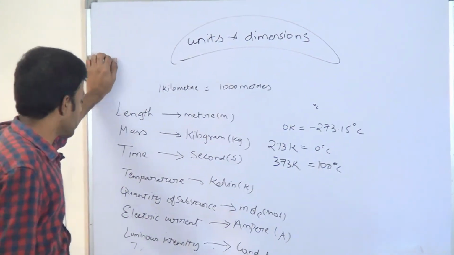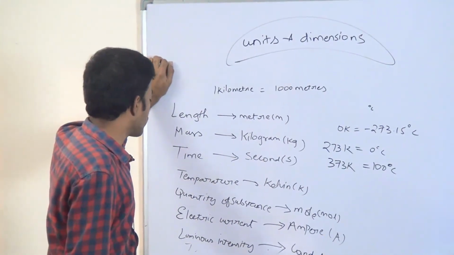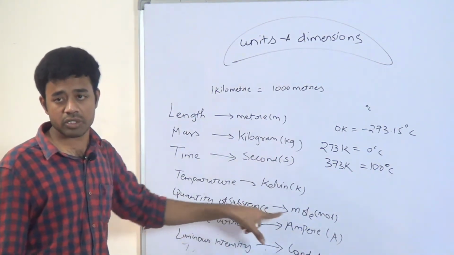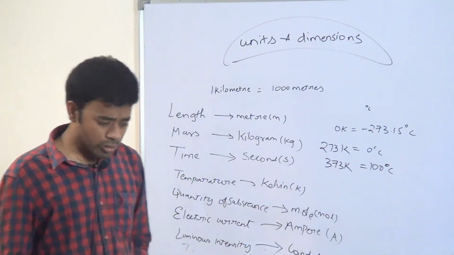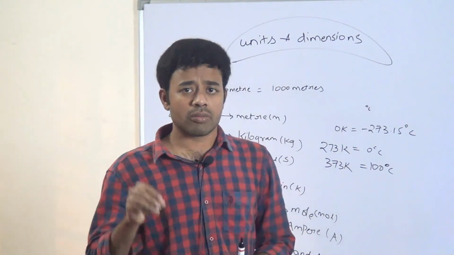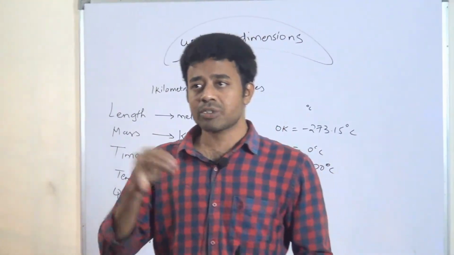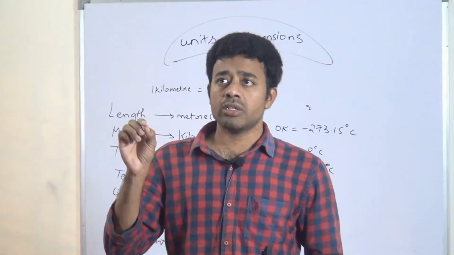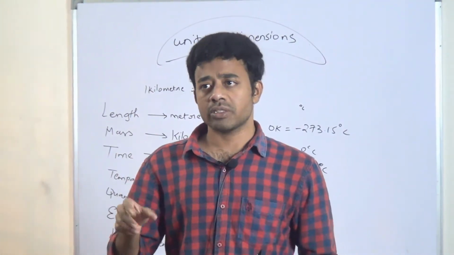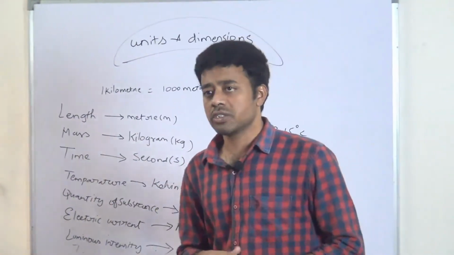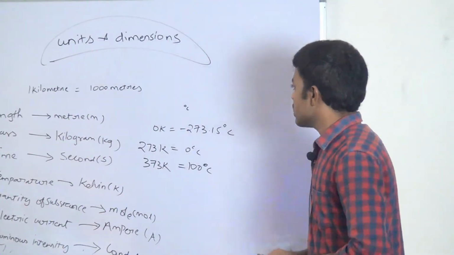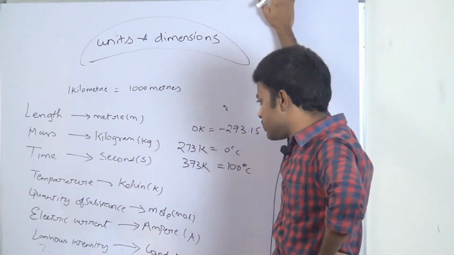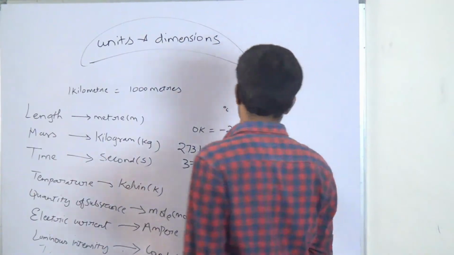Next it is the quantity of substance. Quantity of substance has the unit of mole. Mole means the number of atoms or molecules present in any substance or in any medium, as there are number of atoms in 12 grams of carbon C12. So it is the number of atoms present in 12 grams of carbon.